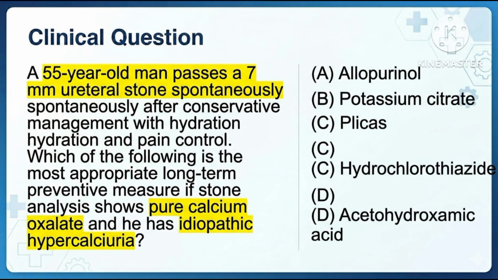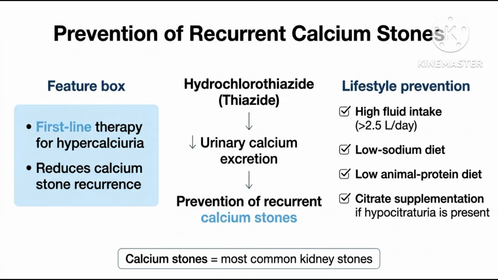Read this question stem. A 55-year-old man passes a 7 mm ureteric stone. Long-term preventive measure? Stone analysis shows pure calcium oxalate and he has idiopathic hypercalciuria. As we all know, thiazide diuretics act at the distal tubules to increase calcium reabsorption, thus decreasing the risk of calcium stones. Patients with kidney stones should have high fluid intake, a low sodium diet, a low animal protein diet, and citrate supplementation to decrease the risk of stone development.